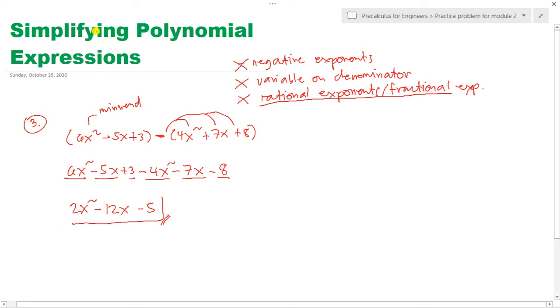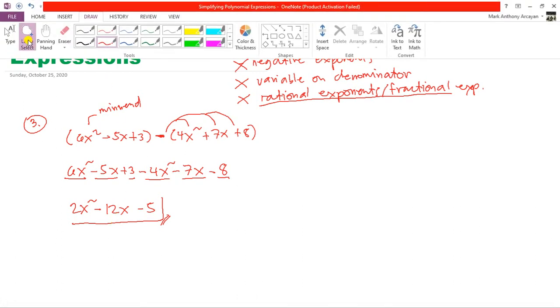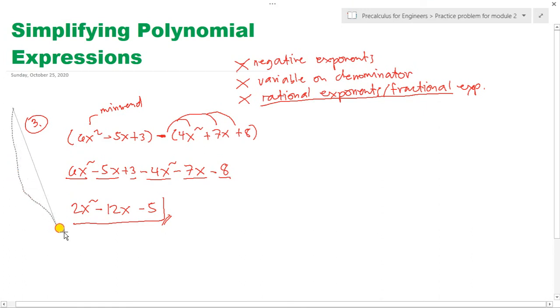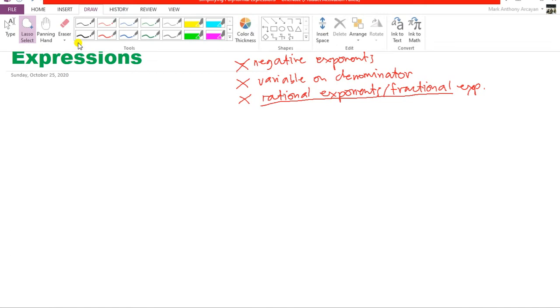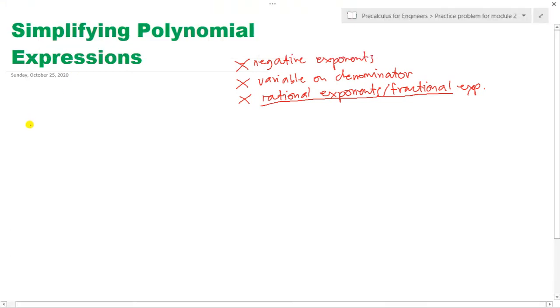So that's all, class. How about let's try a combination of multiplication, division and subtraction in polynomial expressions. So for the fourth one, we are given 5 times 3x minus 1 squared minus 3 times 2x plus 3 squared.